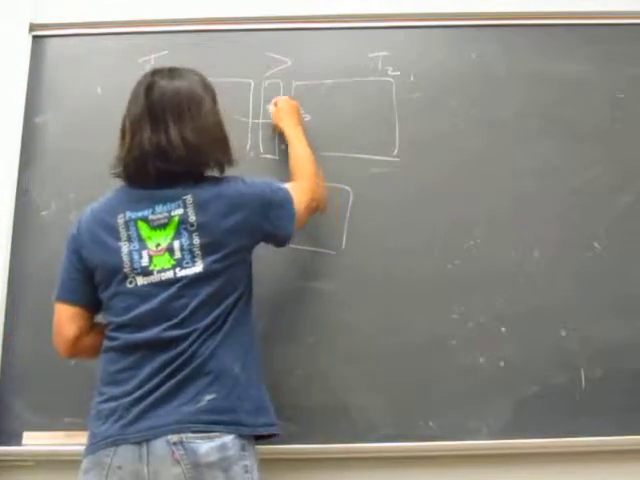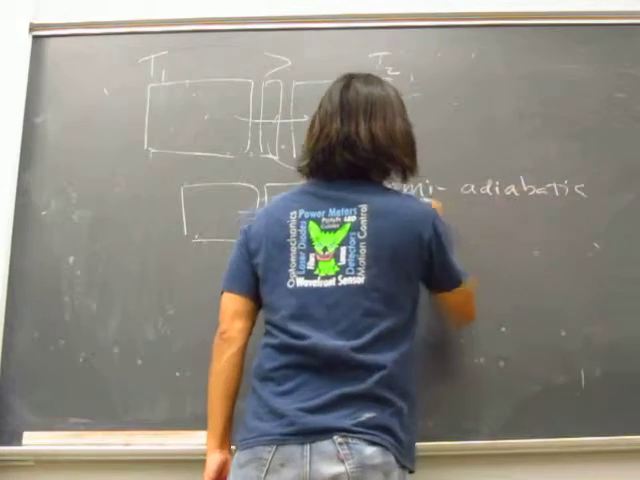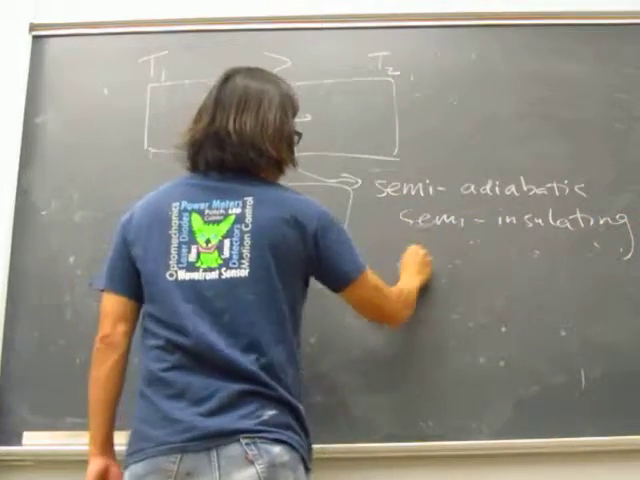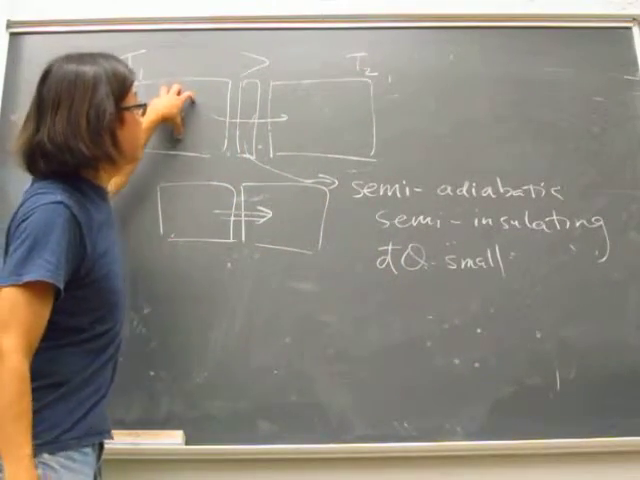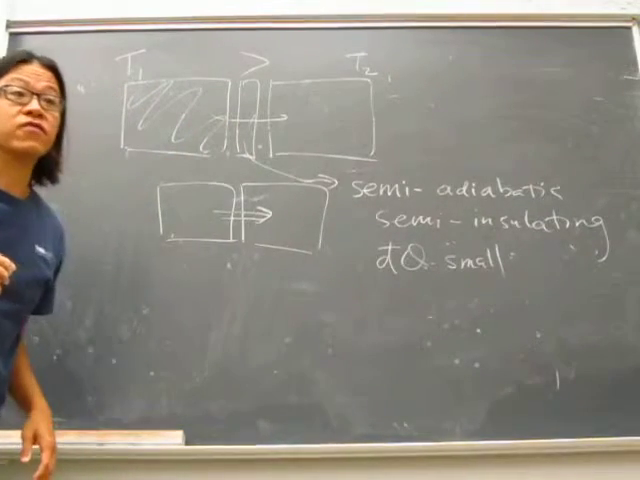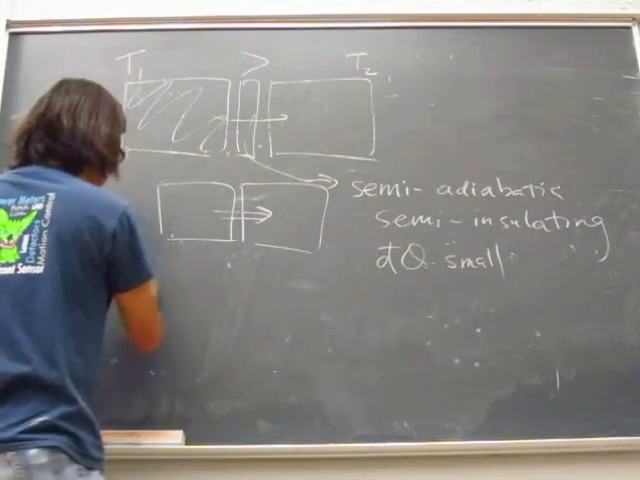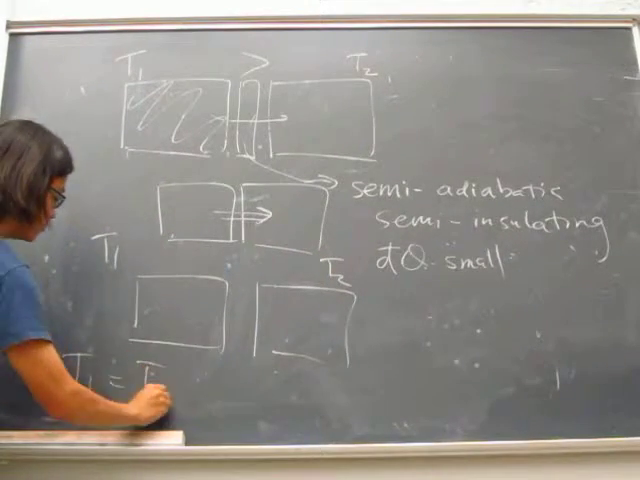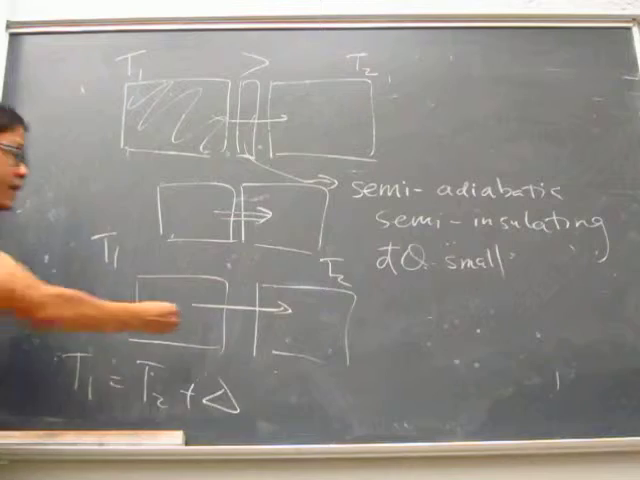So if this is semi-adiabatic or semi-insulating, and this dQ is small, then at every single instance in time, the temperature across here is always uniform. Okay, but the thing that keeps it from being reversible in this case is the finite temperature difference? Yes. Because T1 is equal to T2 plus some finite number, not differential, heat can only move in that direction. Heat can never move in this direction.